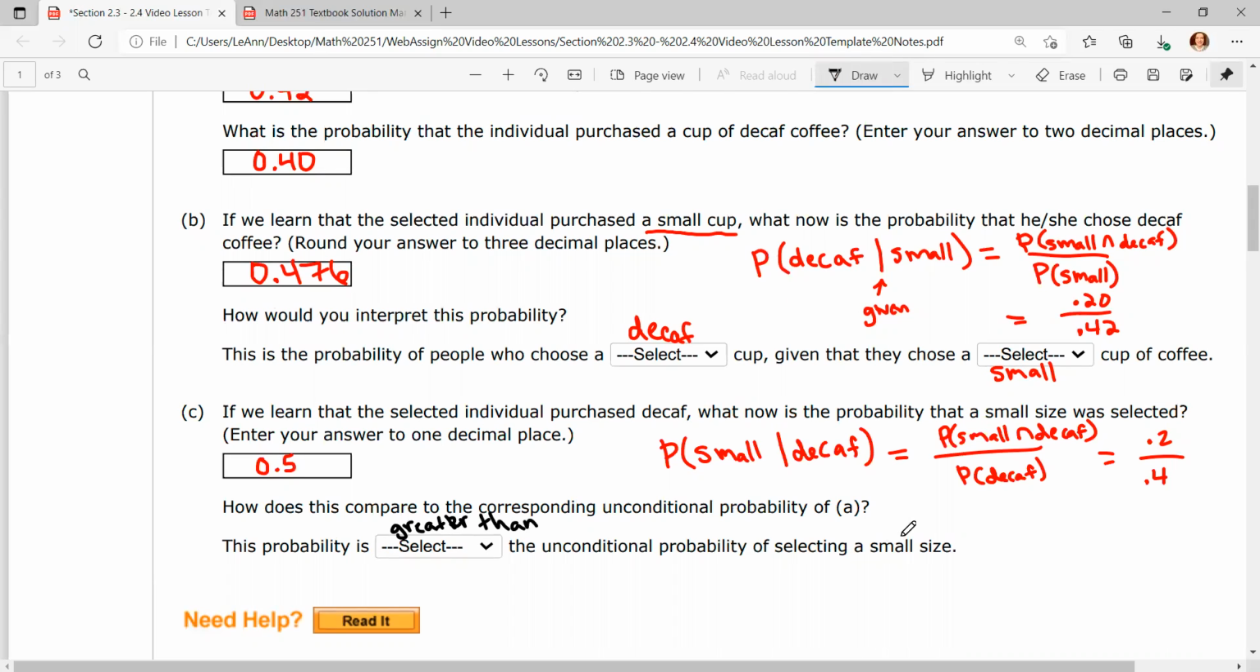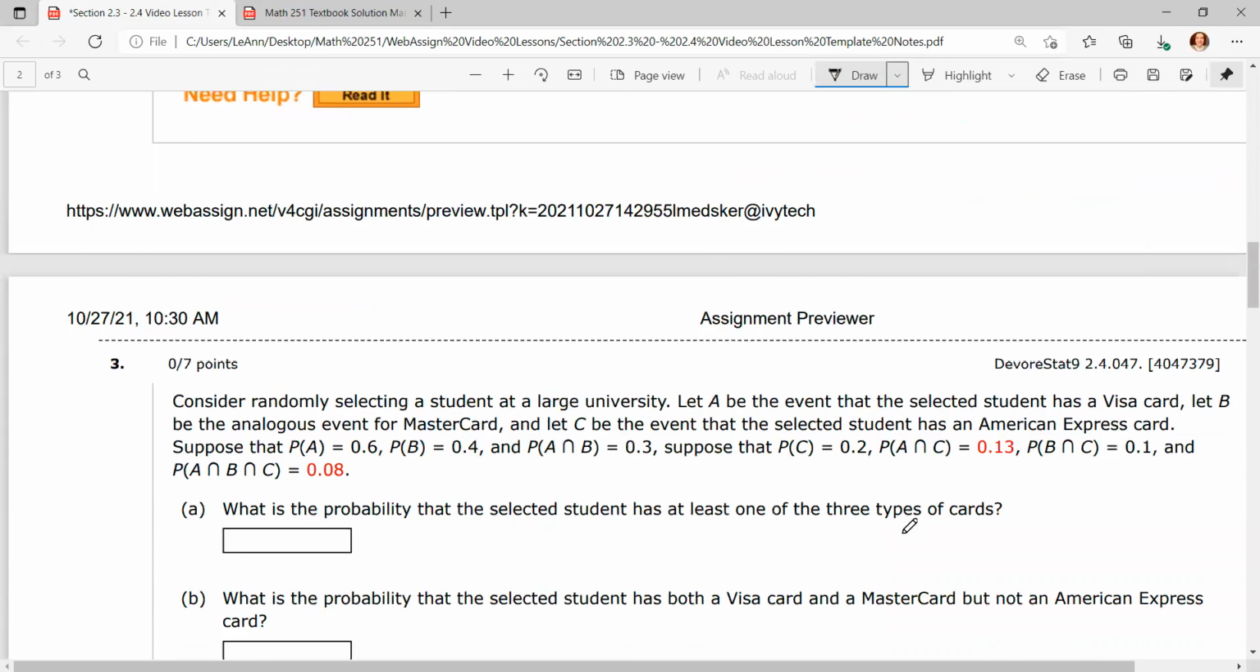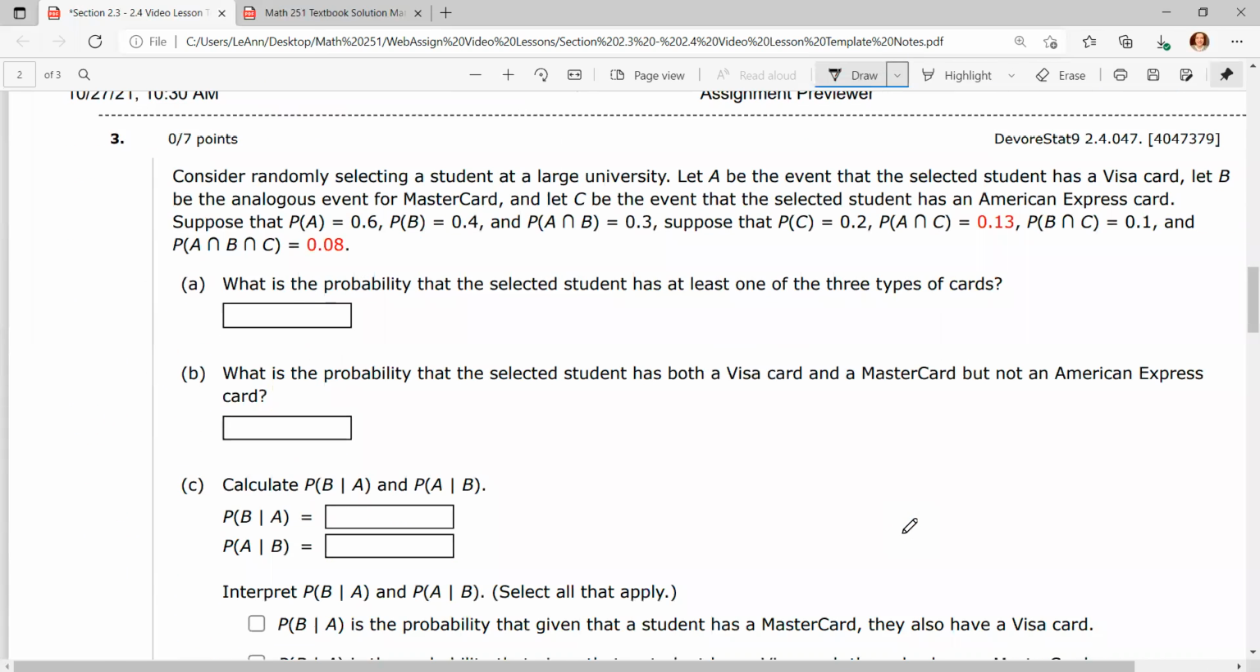Okay, let's look at the third one. So this says, consider randomly selecting a student at a large university. Let A be the event that the selected student has a Visa card. Let B be the analogous event that they have a MasterCard. And let C be the event that the selected student has an American Express card. They gave us some probabilities. We have the individual single probabilities. We have some intersections of the two different groups, MasterCard Visa, MasterCard American Express, Visa and American Express. We also know the probability of the intersection of having all three.